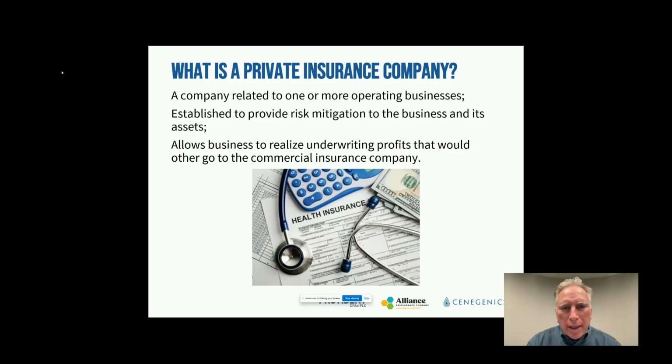Well, we're going to start with what is a private insurance company? It's basically a company related to one or more operating businesses. They're established to provide risk mitigation. It is insurance, and we are using an actuary to identify and validate risk exposures relative to every business and client that we serve. And it allows business to realize underwriting profits that would otherwise go to the commercial insurance company.